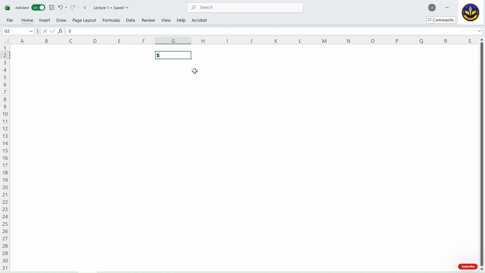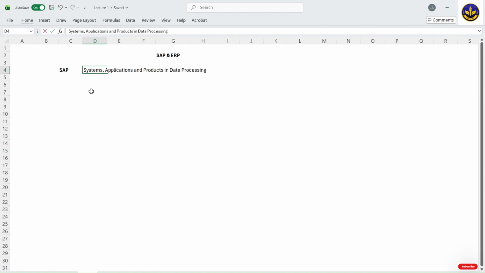Starts with SAP and ERP. Okay, so the first question that comes to our mind is what this SAP stands for. Whenever we see this word SAP, we should know what it stands for. What is the full form of SAP? The full form of SAP is Systems, Applications, and Products in Data Processing.